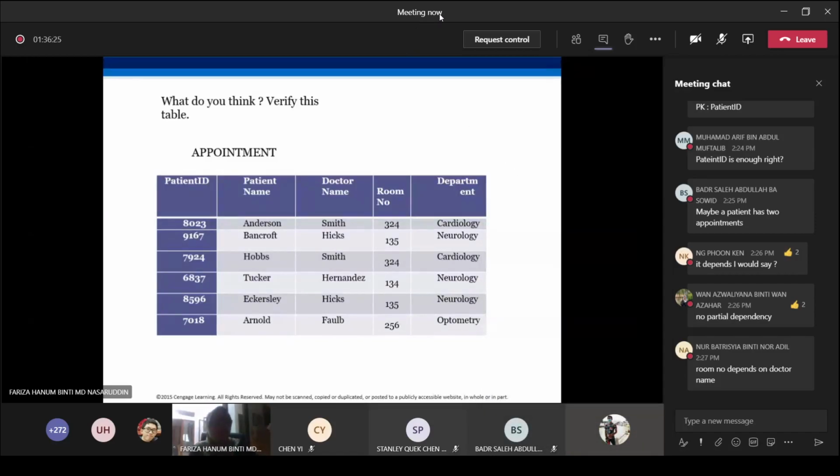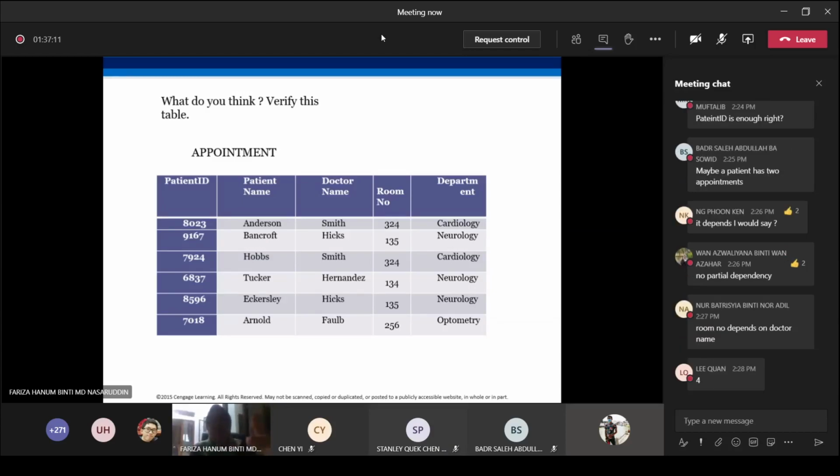Clear? So now you have two tables. The first table is the patient table. You have patient ID, patient name, and the doctor the appointment is with. So you have 8023 Anderson, who has an appointment with Dr. Smith. In another table, you have a doctor table with the doctor name, the room number and the department. How many rows will you have in the doctor table? Four. You will just have Smith, Hicks, Hernandez and so on. You don't have to repeat Smith twice, or Hicks twice. So you only have four rows.